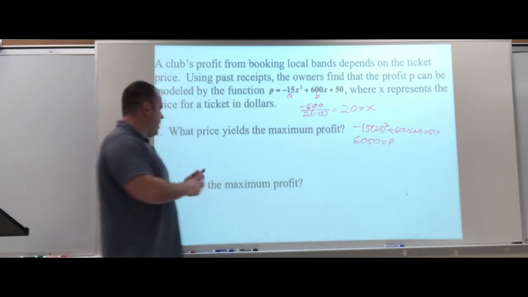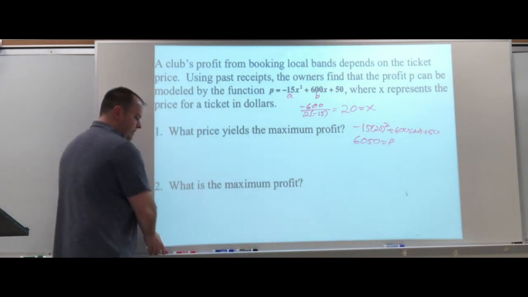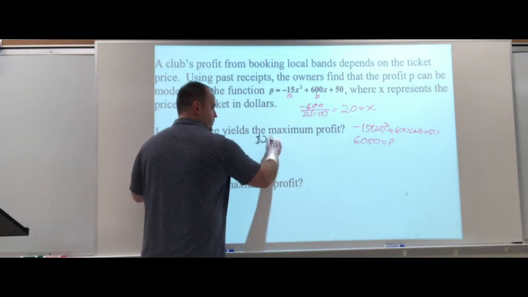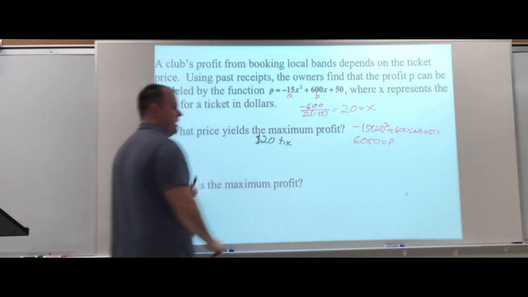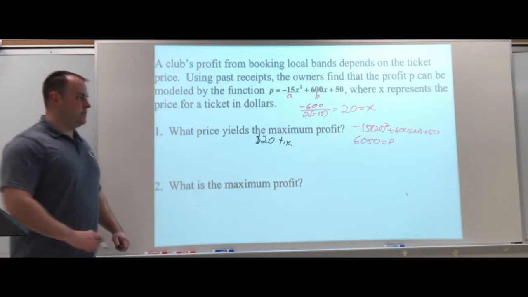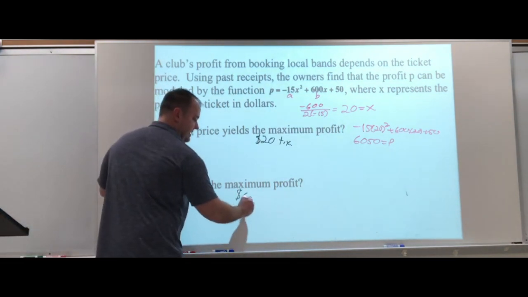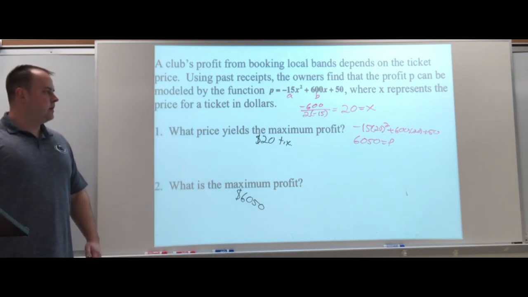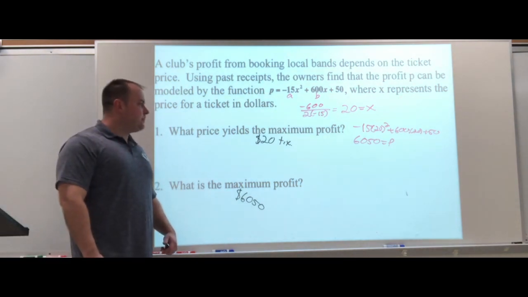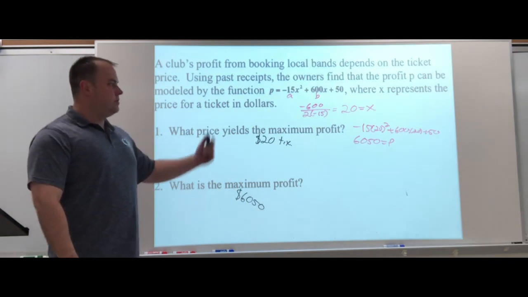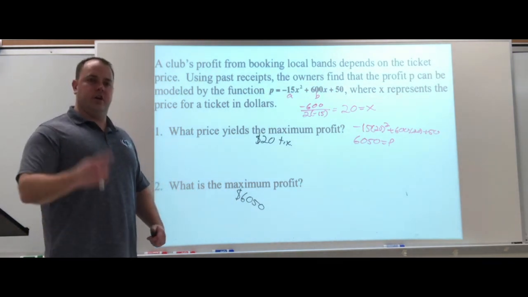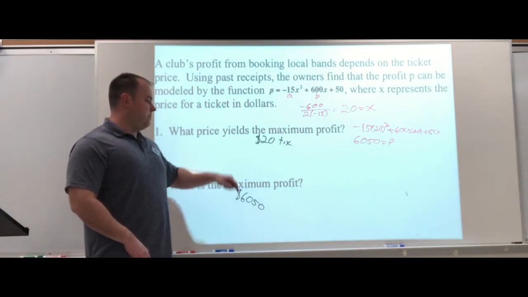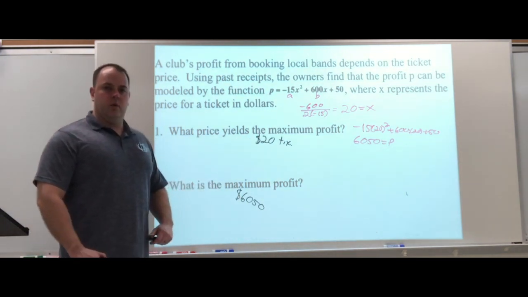Okay, so when it's asking you, what price yields the maximum profit? Well, the price would be $20 a ticket. And what is the maximum profit? $6,050. So there's another example using the formula again. Try it on your calculator, adjusting the window. Okay, make sure you're just thinking about realistically, how much would it be and what profit would they make with that.